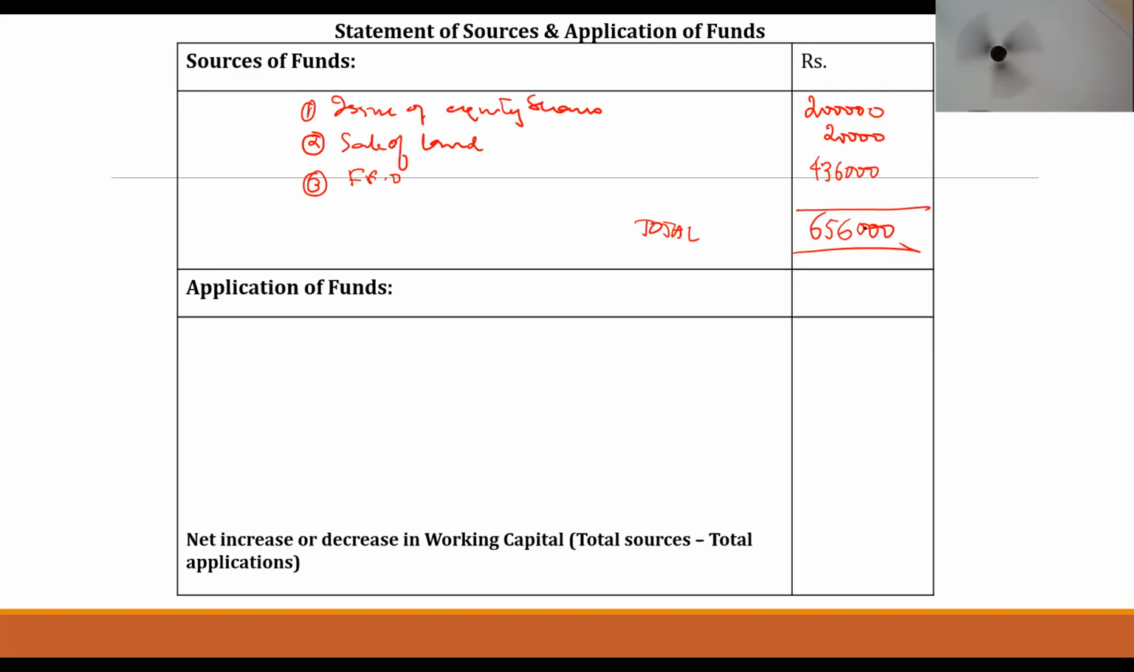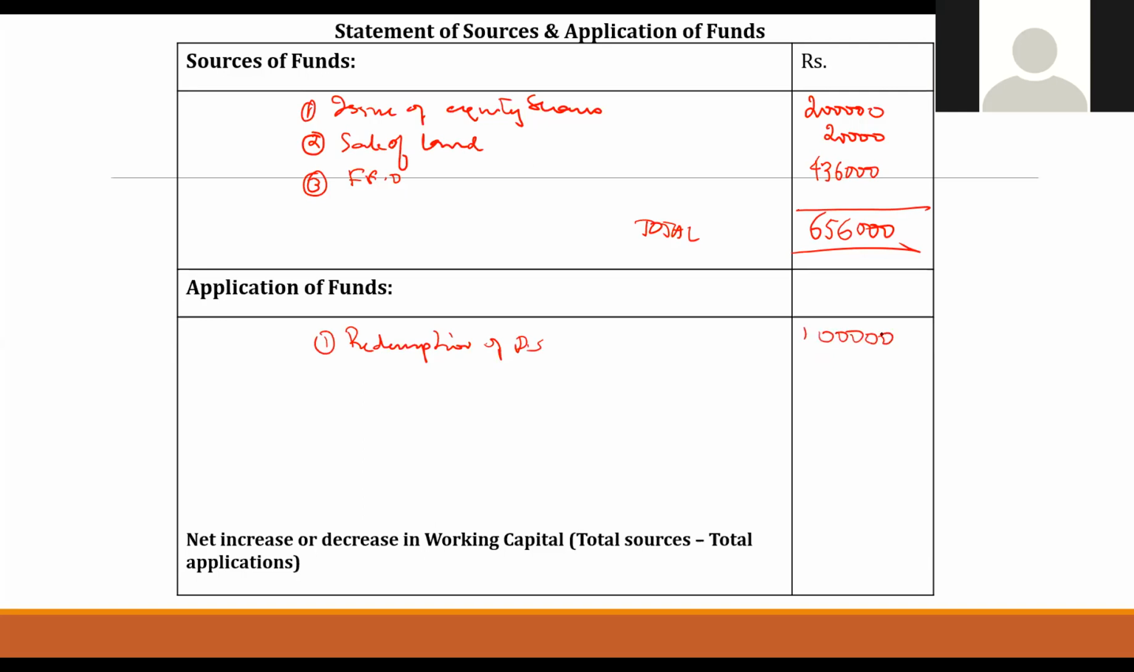What about application of funds? Redemption of preference shares. Why did redemption of preference shares come? Because the amount has decreased compared to the previous year. What is the difference? 1 lakh. Now all other applications.